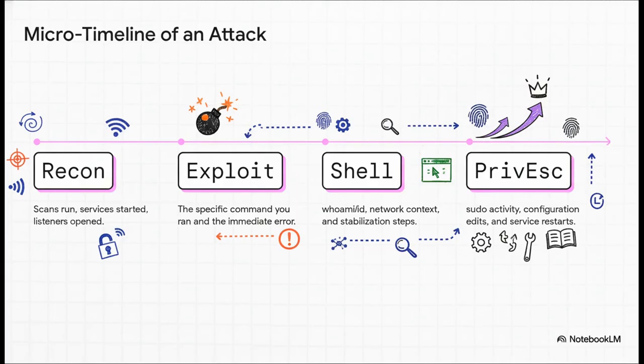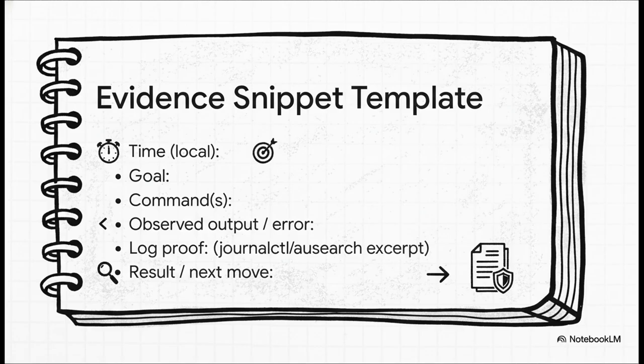I want you to start thinking about your attacks in these distinct phases. Your new persistent logs are the proof points for each step in this timeline. You're no longer just relying on your memory, hoping you wrote something down. You have a verifiable trail of evidence for your whole attack chain. And this brings us to a crucial habit.